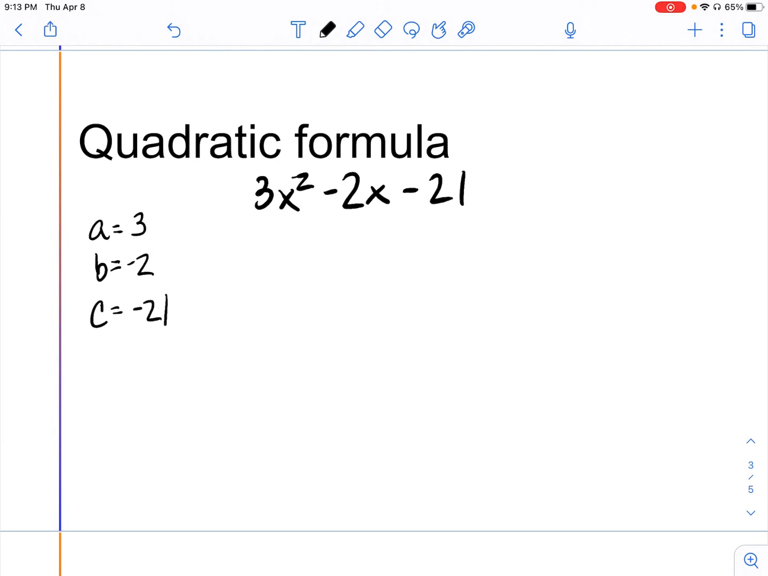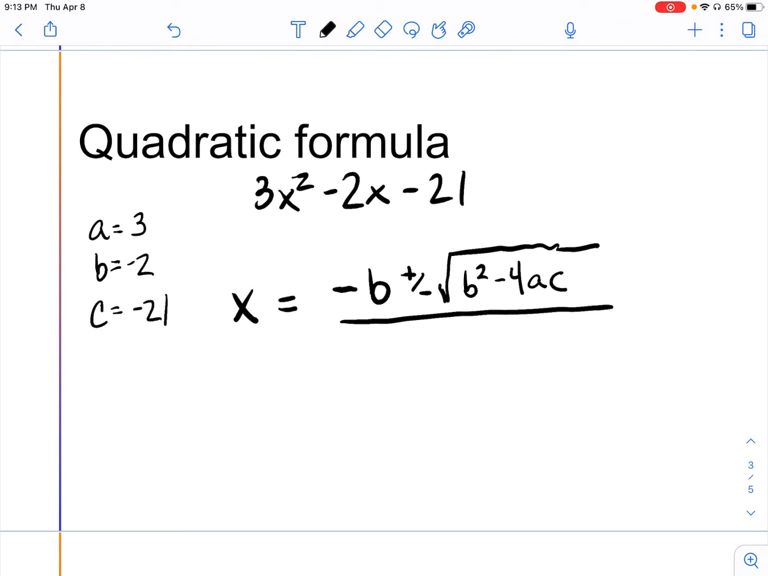So the quadratic formula is x equals -b plus or minus radical b squared minus 4ac, all of that over 2a.